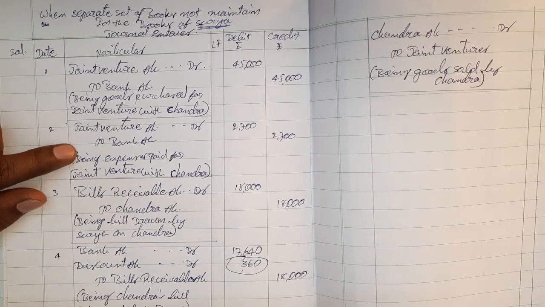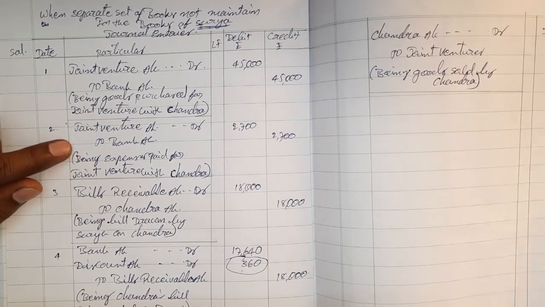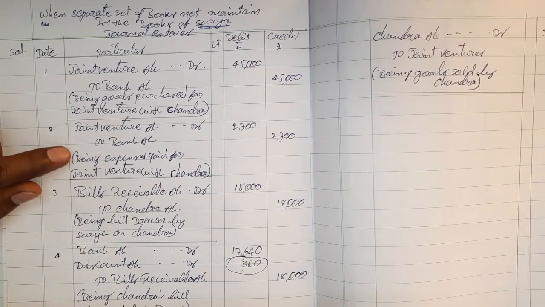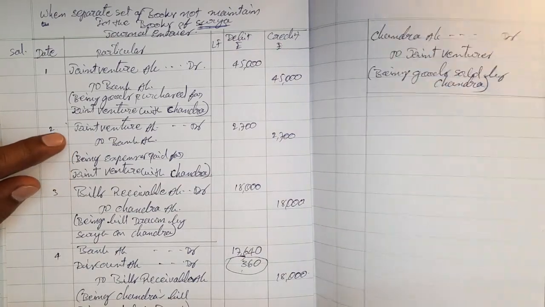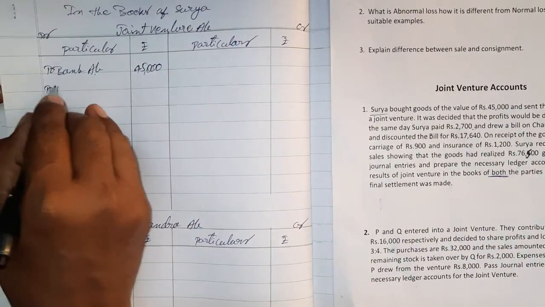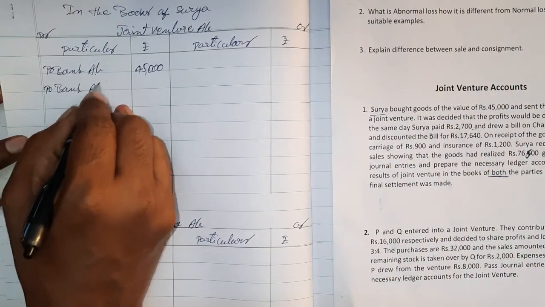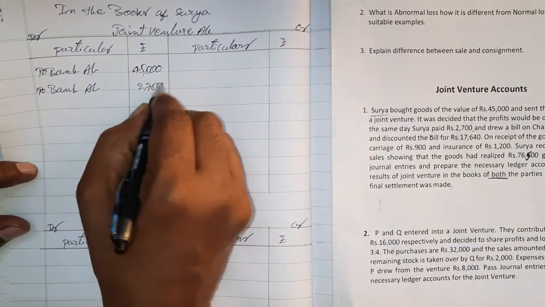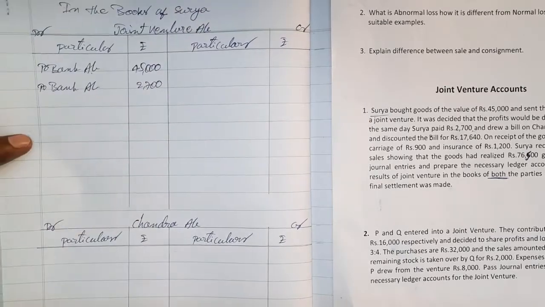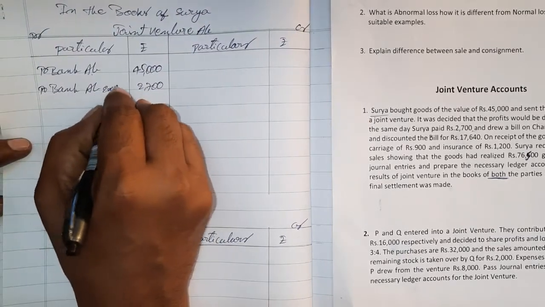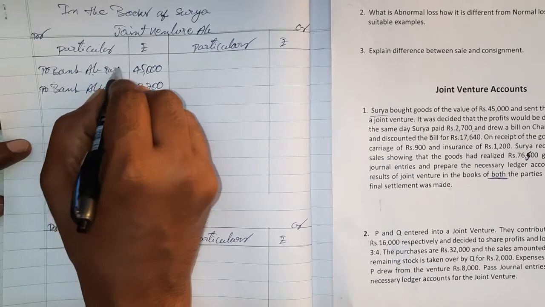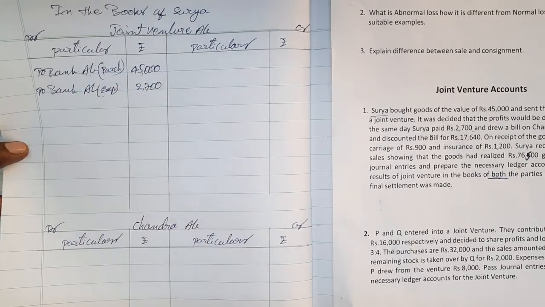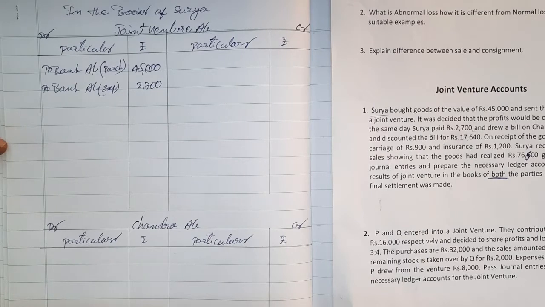Next, joint venture account debit to bank account. Here also some expenses paid by Chandra. That is the same, joint venture account to bank account. The amount is 2,700. So this is the expenses. This is the purchases, the expenditure, and for purchases you should write clearly. And the next one.